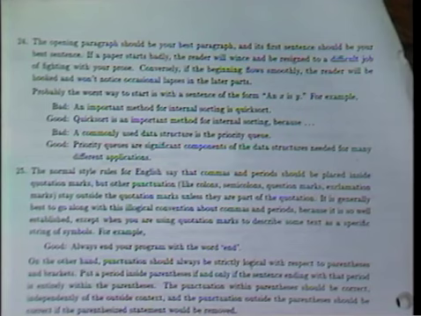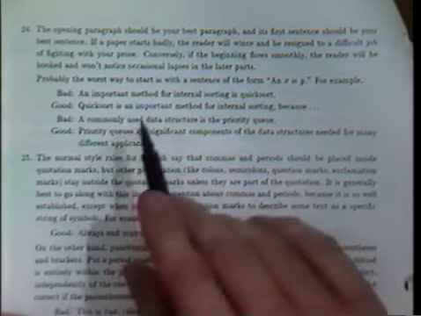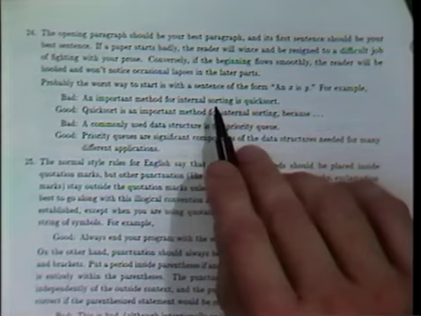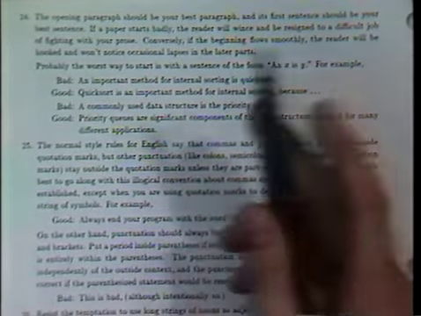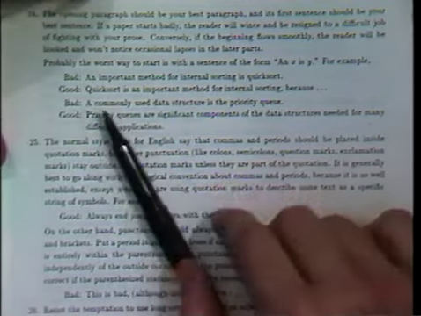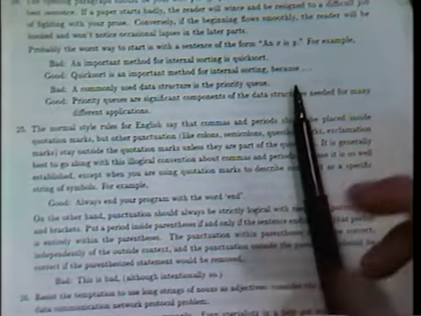The worst possible start, and I've seen it on many a term paper, is to say, "An X is Y." It's just a dead sentence, and it just leaves you completely bored at the end of the sentence. So, "An important method for internal sorting is quicksort." So much better to start out, be direct. "Quicksort is an important method for internal sorting," and say why, because it's quick, okay.